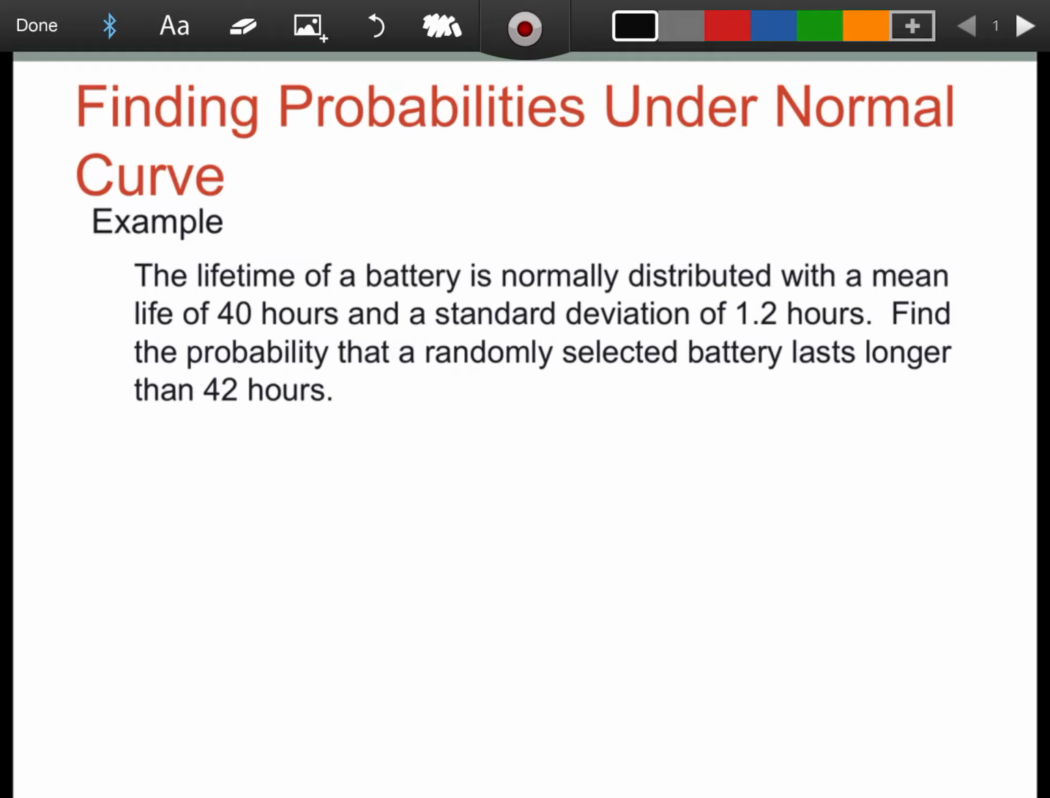well, I know just from checking my batteries as a random sample of the batteries coming off the assembly line that the average life of a battery on my line is 40 hours, and the standard deviation of batteries coming off my line is 1.2 hours.